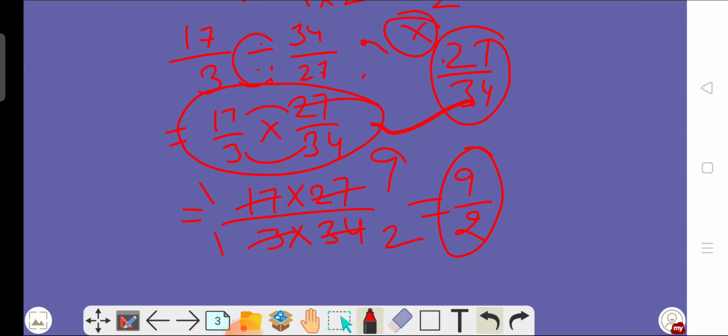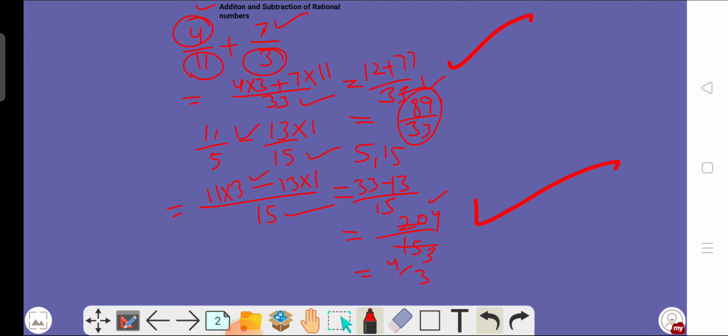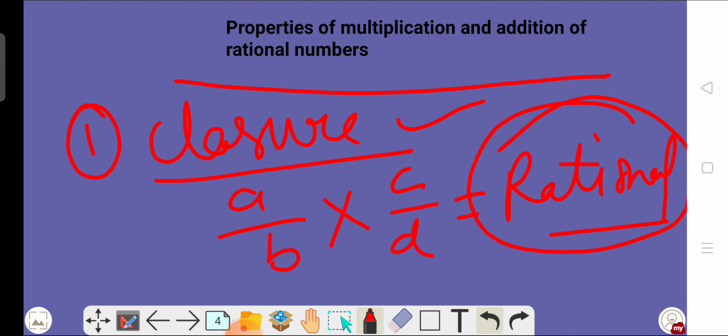Here we have multiplied, and 9 by 2 is again a rational number. Here we have added two rational numbers and the result is again a rational number. So this is the way by which we can add two rational numbers and the result will again be a rational number. Okay. So this is the closure property.